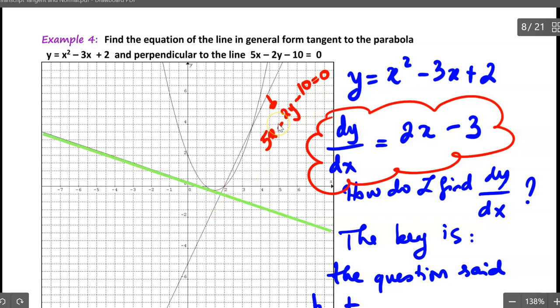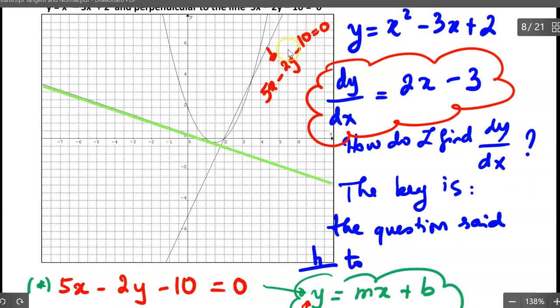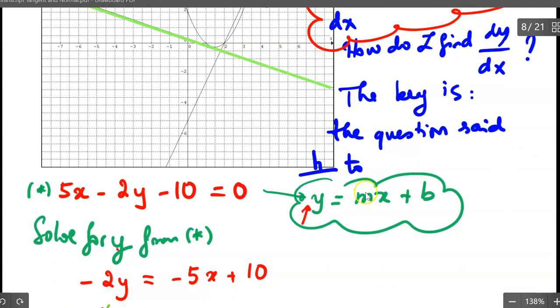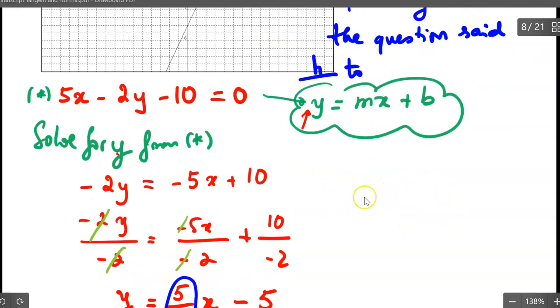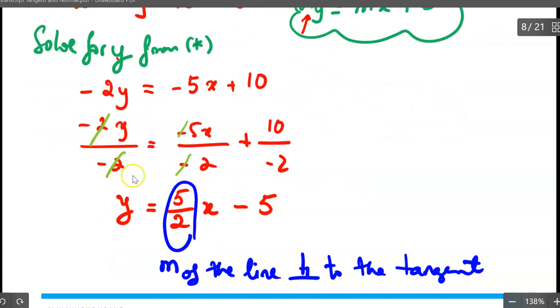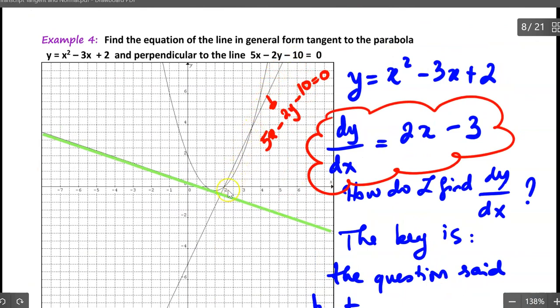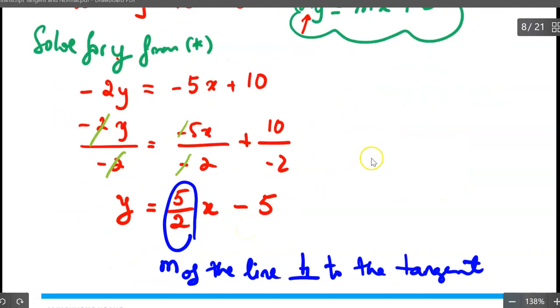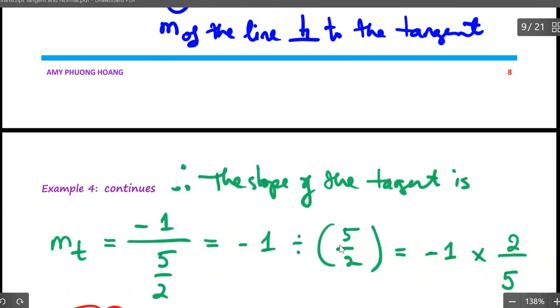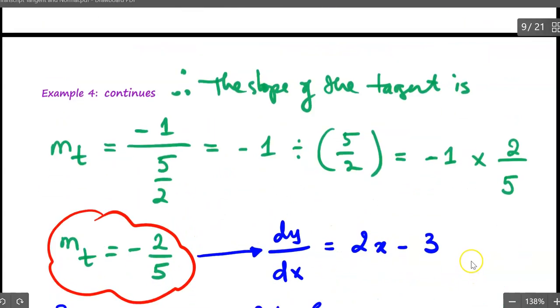So when it's perpendicular to this tangent, if I manipulate the equation and put it into the form y equal to mx plus b, then I can pull out the slope from here. This is the slope-intercept form, y equal to mx plus b. Make sure you have a 1 in front of the y. So when I isolate the y, I end up with y equal to 5 over 2 x minus 5. I can read the slope right from here. So the slope of this line, which is perpendicular to the tangent, is 5 over 2. Now I use the concept of perpendicular: I can take the negative reciprocal of the slope to give me the slope for the tangent. And we found the slope for the tangent is negative 2 over 5.